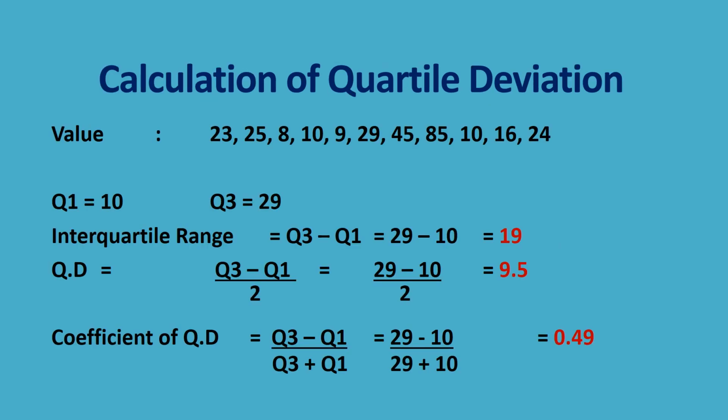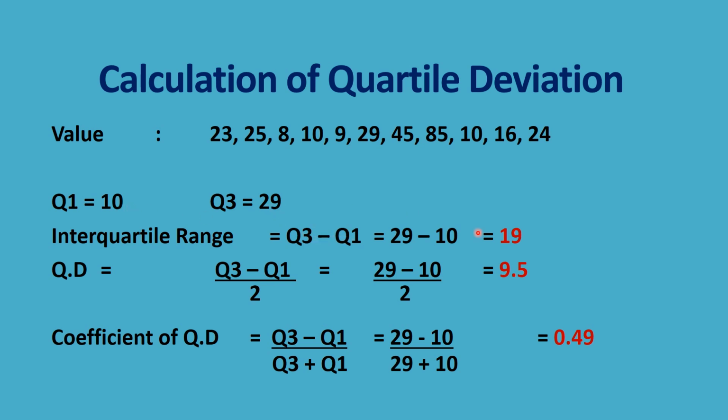Let us see how it is calculated. In the case of an individual series, the values are given and we have to find the first quartile and the third quartile by using the formula that we have studied earlier in the other video. And the interquartile range is calculated as Q3 minus Q1. This is 29 minus 10 and the answer is 19.